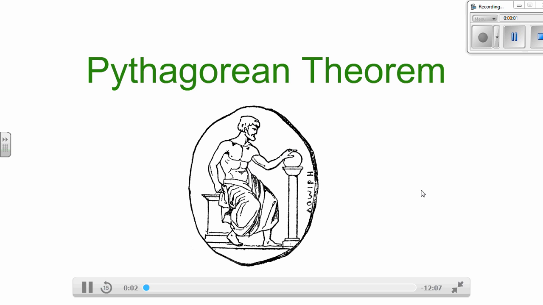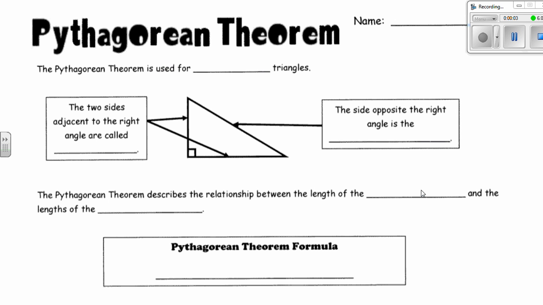In this lesson, you're going to learn about the Pythagorean Theorem. You're going to need the worksheet that says Pythagorean Theorem at the top. Let's go ahead and complete these notes so that you can get an idea of how we can use the Pythagorean Theorem to find different sides of a specific type of triangle.